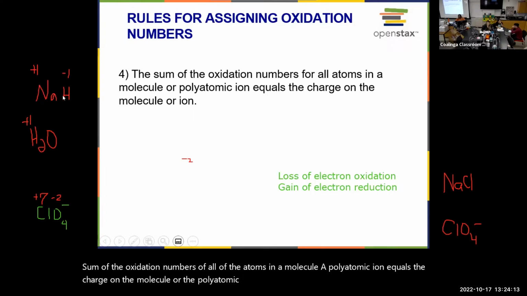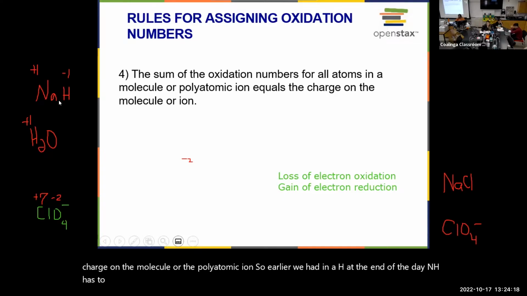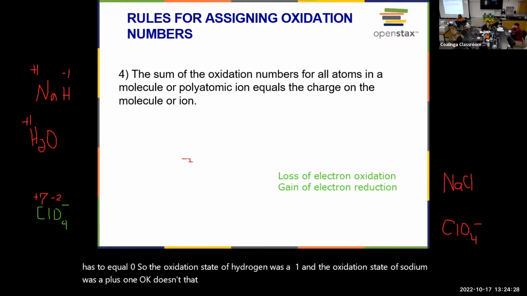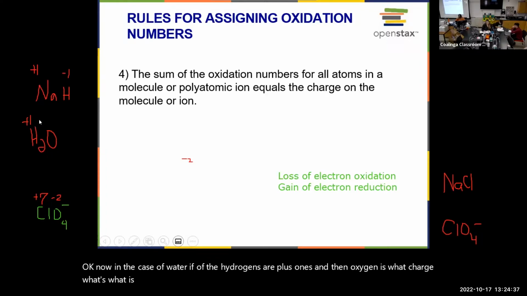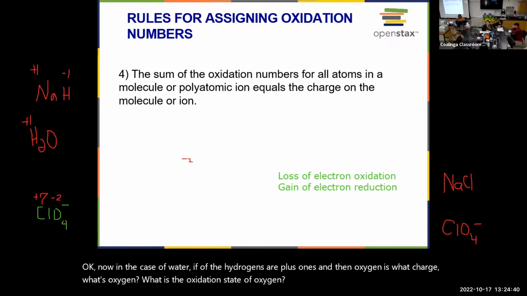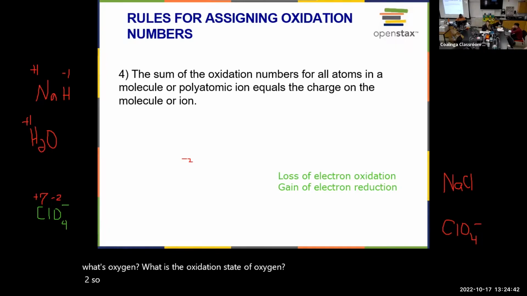So earlier we had NaH. At the end of the day, NaH has to equal 0. So the oxidation state of hydrogen was -1, and the oxidation state of sodium was +1. Doesn't that equal 0? Yes. Now, in the case of water, if each of the hydrogens is +1, what is the oxidation state of oxygen? -2. So -2 plus 2 pluses is going to be 0.